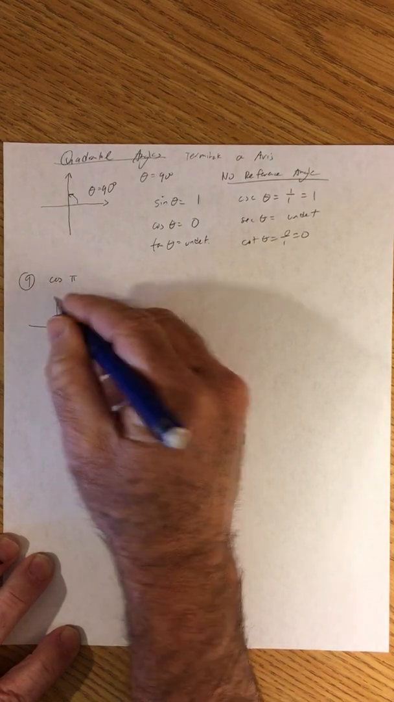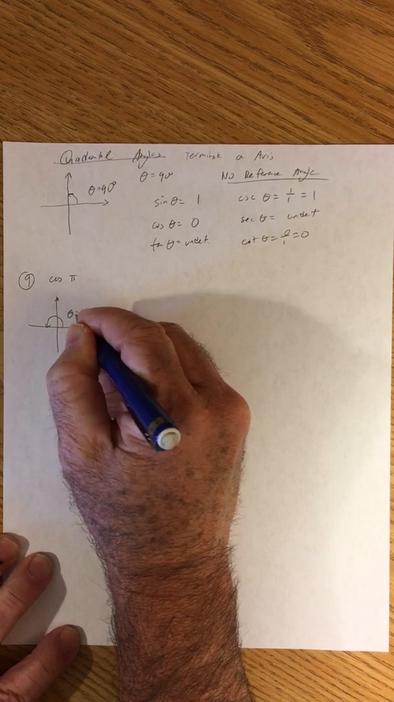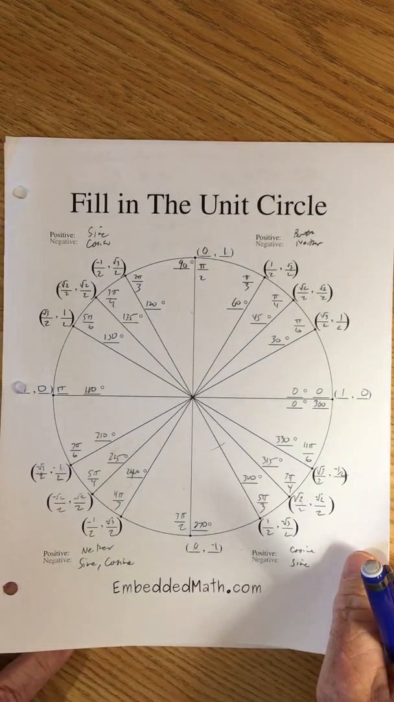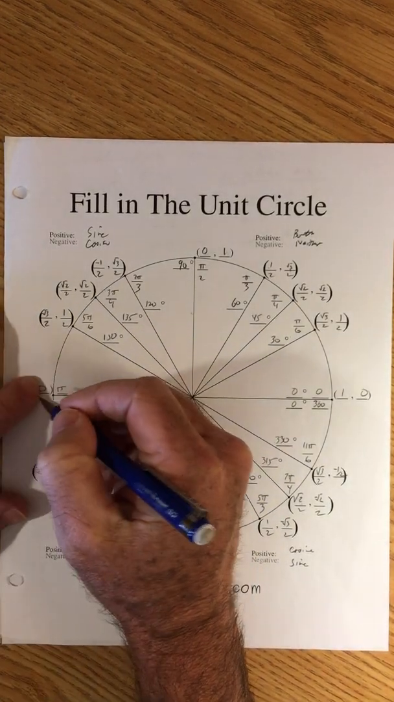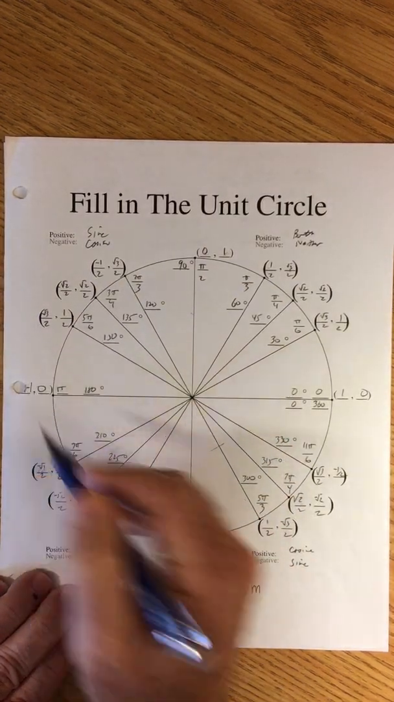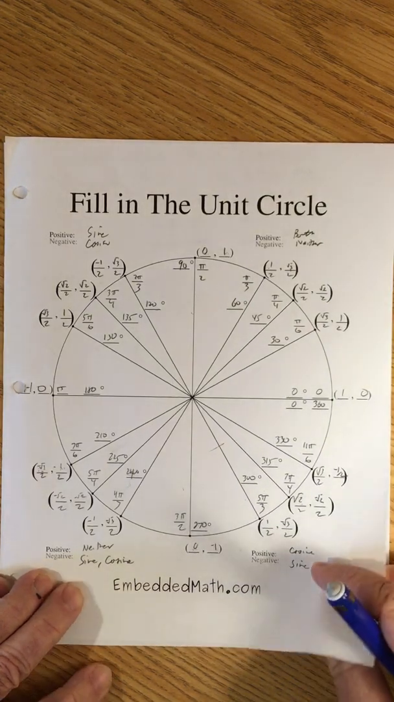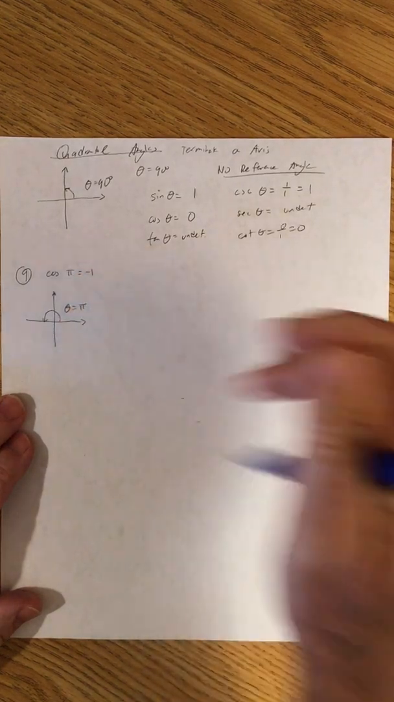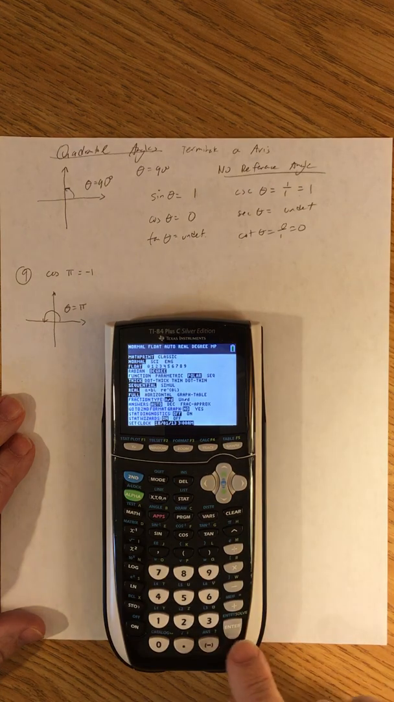Okay, this is a radian problem. All right, here is pi. Okay, all we have to do is go to the unit circle to check this out. There's pi. That's the point -1, 0 on the unit circle. So the cosine of pi is -1. All right, well, let's check by grapher. First thing we do, make sure we're in the right mode.